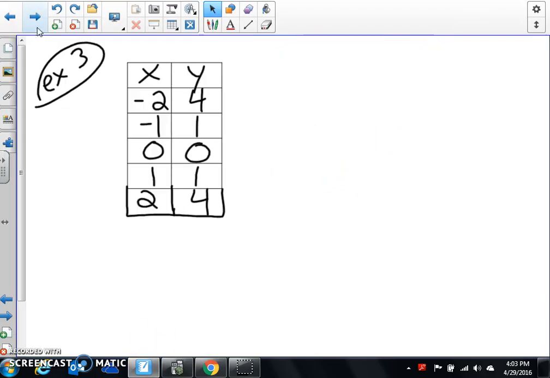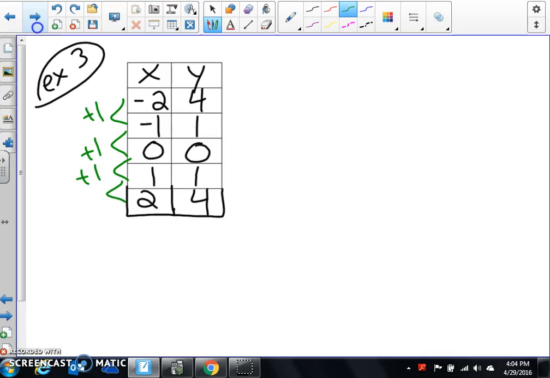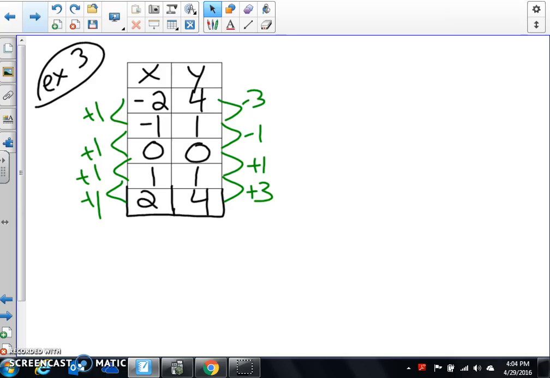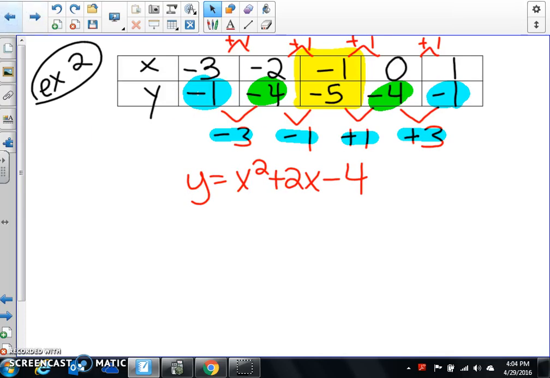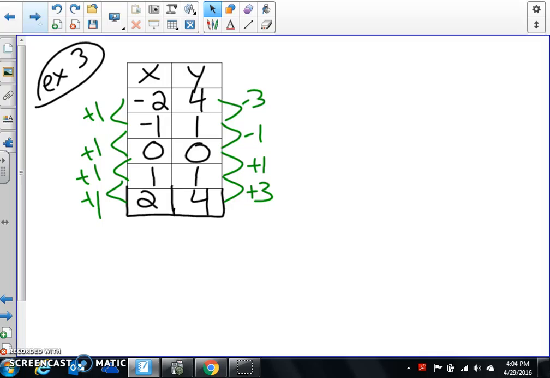Next one. All right, so I'm going to look for the pattern. So adding 1, adding 1, adding 1, adding 1. Over here, I'm subtracting 3, subtracting 1, adding 1, adding 3. Is that the same kind of pattern? Well, guys, that's a coincidence. It doesn't have to be minus 3, minus 1. It could have been minus 2, minus 1, plus 2, whatever. But this is definitely not linear, but it does look like it's going to be quadratic. So that's also my y-intercept.